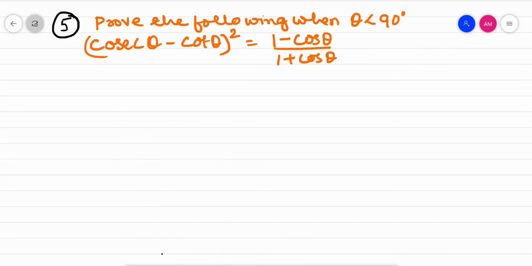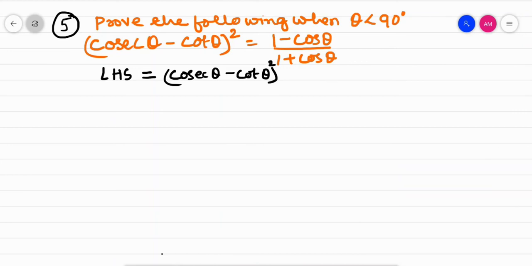Children, now let us see the next question. Prove the following when theta is acute, or theta is less than 90 degree. Cosec theta minus cot theta whole square is equal to 1 minus cos theta by 1 plus cos theta. This we have to prove. Now see, let us take the LHS and try to reach the RHS. Now what is your LHS? LHS is cosec theta minus cot theta whole square.